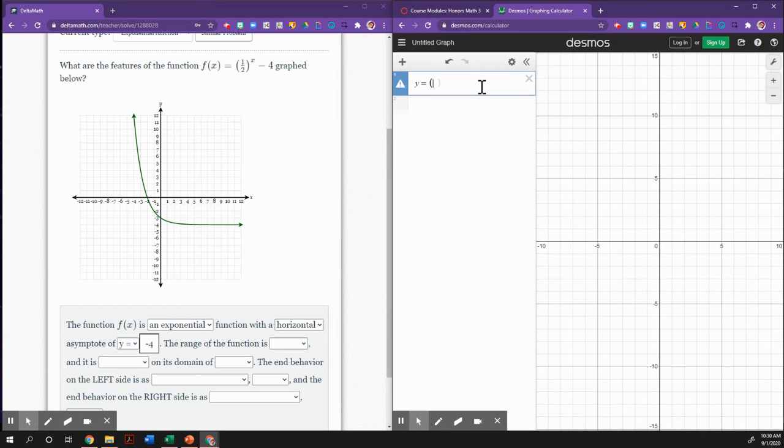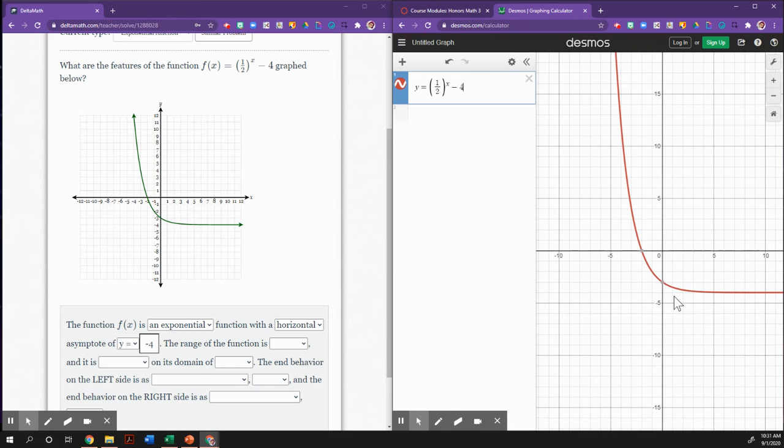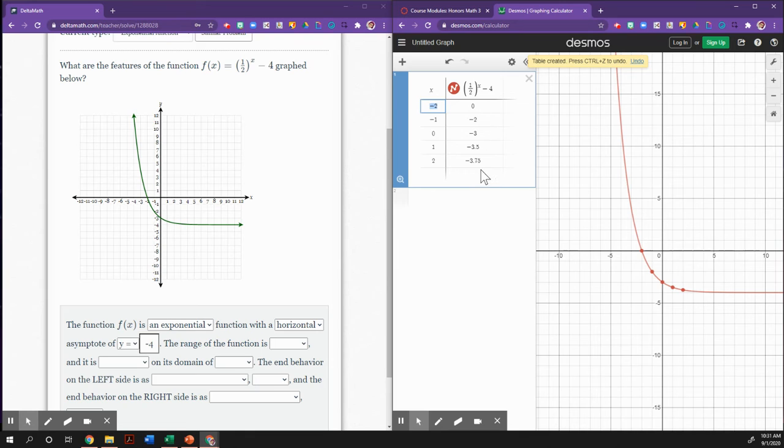y equals 1/2 to the exponent x minus 4. Okay, so that's good. So now we've got the same thing we've got here. There, table. Look at that. So the range, those are my y values. Look what's happening. See how they're getting closer and closer to -4?